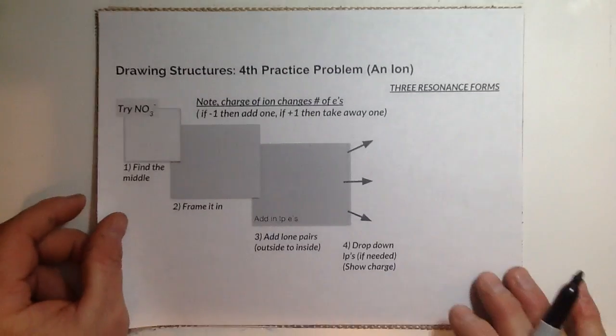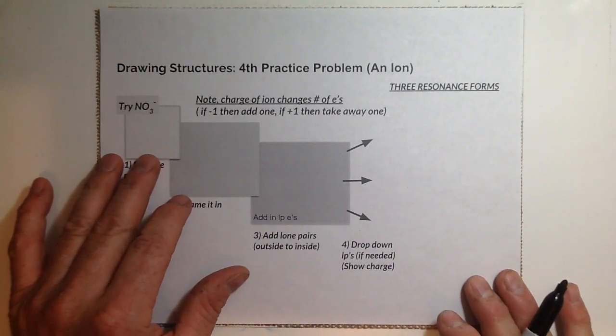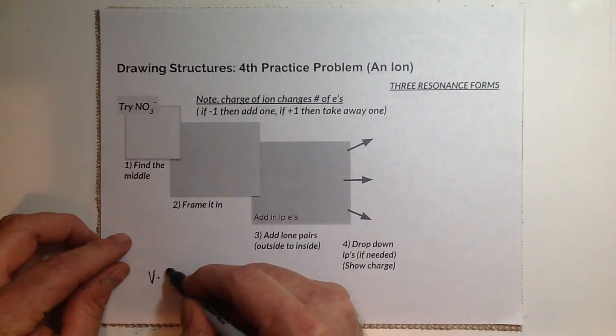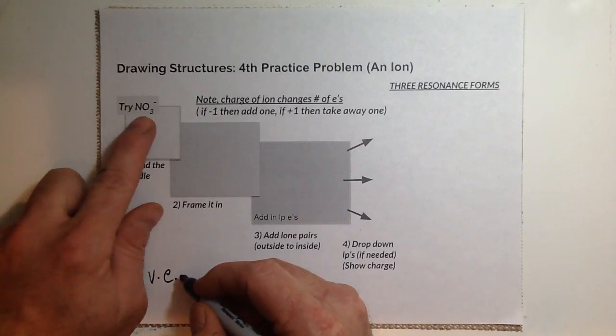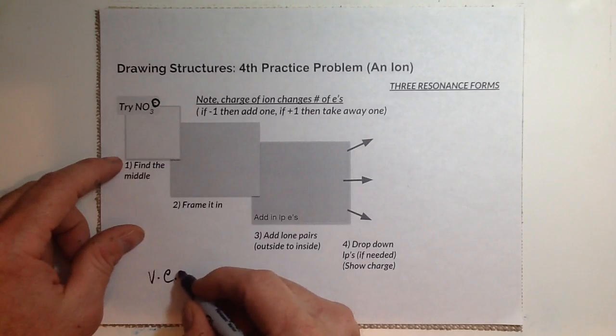Alright, let's finish with the next 2 practice problems and be done. So we know we have to find the number of valence electrons always for any given molecular formula. But hey, they have a negative charge here. What do I do with that?